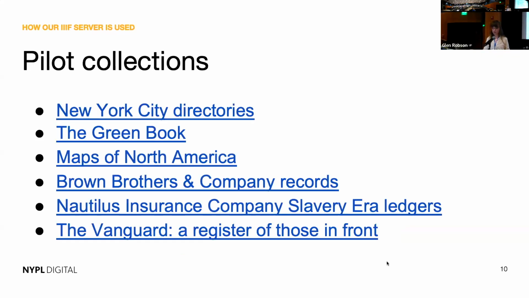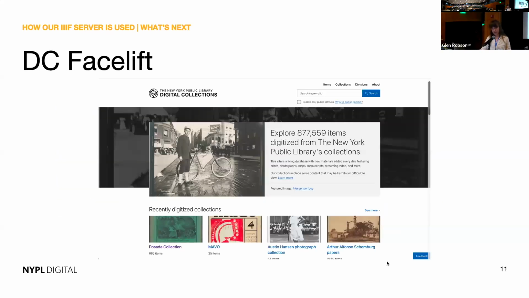What is next? We use IIIF in a small set of collections on DC right now. They're our most popular collections on the site. We refer to them as our pilot collections. And that's it for the implementation. What do we gain from this and what's next? We get all the cool IIIF perks, such as eliminating the need for complicated image processing and interoperability.